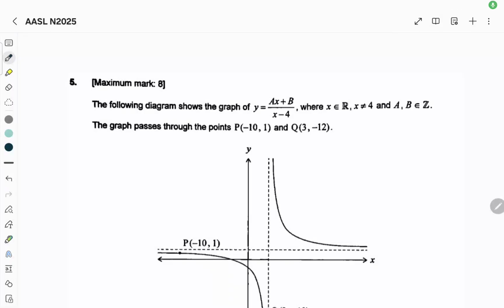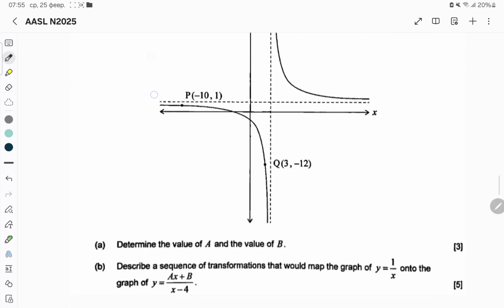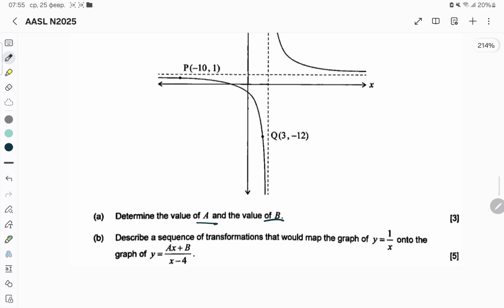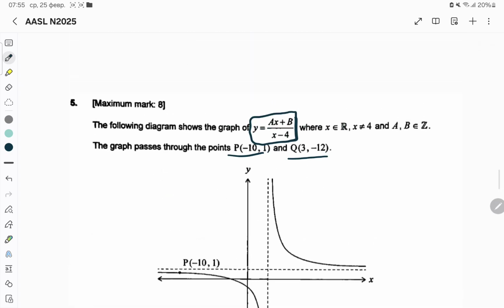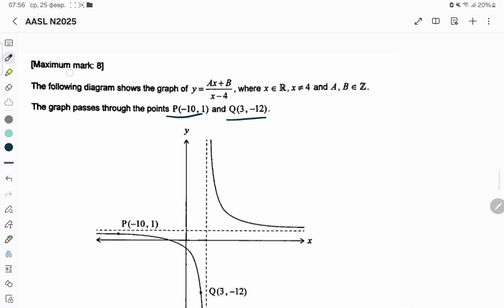Hello students, in this question we are going to consider question number 5, November 2025, Analysis and Approaches Standard Level, Paper 1. Given the following graph of the rational function, we should find the values of a and b using these 2 points. These 2 points, and a and b are integers. Let's find the a and b values using these 2 points.